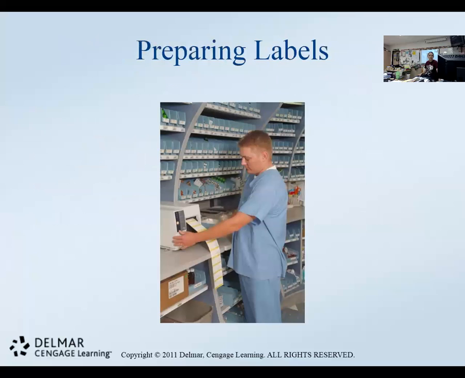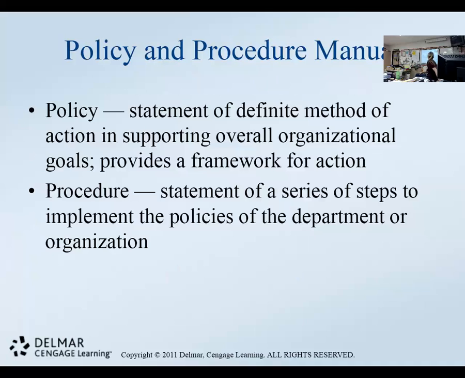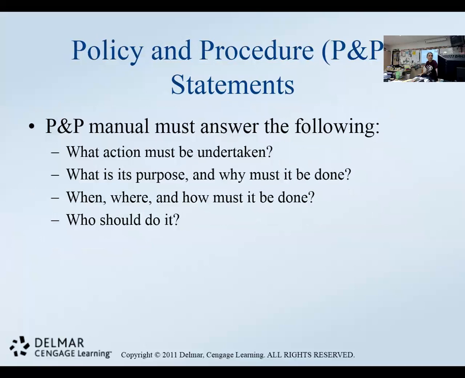Communicating safety procedures, labels. Policy and procedures, this is something that you'll refer to if you're not sure how to do something. Everything should be listed in a policy and procedure manual. That should be readily accessible at all times. So it says a policy is a statement of definite method of action, so the way to do something, and then a procedure, or it says policy provides a framework for an action, whereas a procedure gives you the steps it takes to do that, whatever it is that you do.